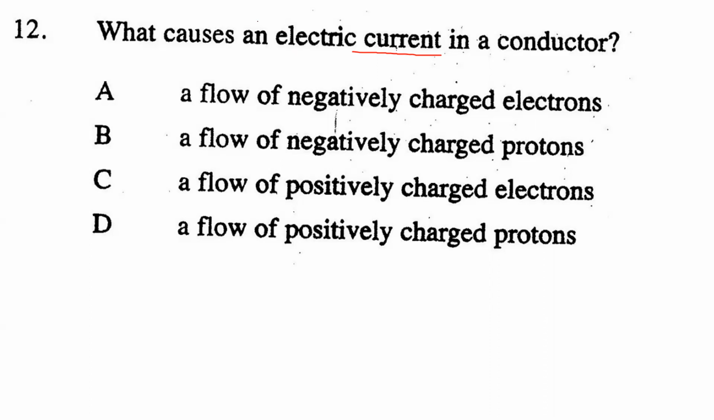Is it negatively charged? Say it again. I'll try. Go ahead, try. Is it C? C, positively charged? No. The answer is actually A. Negatively charged electrons. That's what causes an electric current in a conductor. Negatively charged electrons.